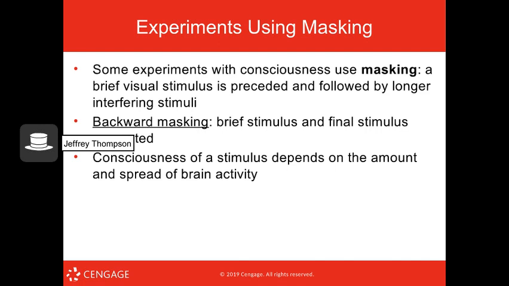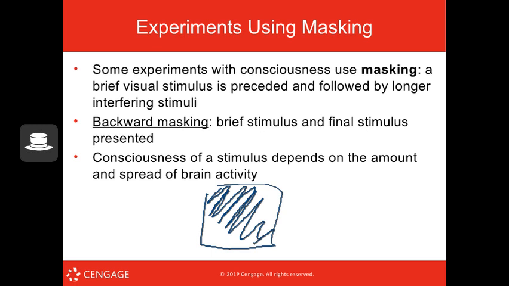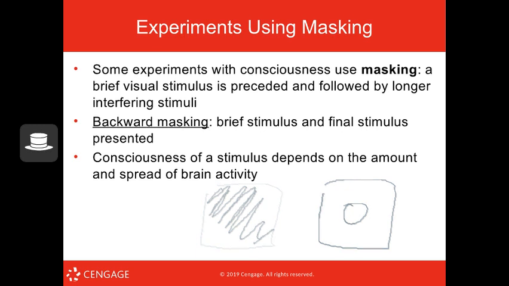So sometimes when we're trying to test consciousness, we might use masking. Masking can be regular masking or backwards masking, but essentially you'll present two stimuli and you're trying to see if they're aware of one of those stimuli. So maybe I show you an all black screen, and then for a brief second, I show you a circle, or maybe I show you the circle, then an all black screen. If you can recall the circle, then you were conscious when that happened.